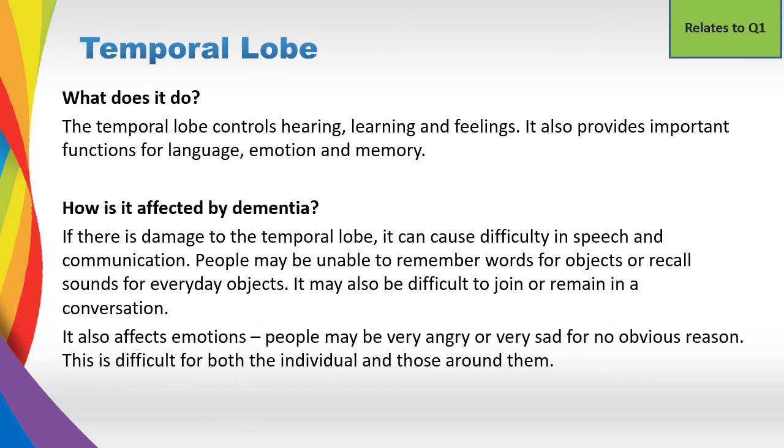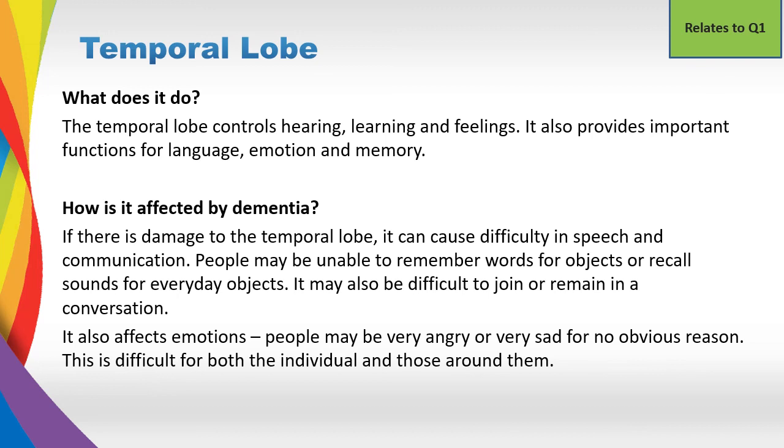The temporal lobe. So what does the temporal lobe do? The temporal lobe controls hearing, learning and feelings, and it also provides important functions for language, emotion and memory. So how can this be affected by dementia? If there is damage in our temporal lobe, it can cause difficulty with speech and communication. People might find it difficult to remember words for objects. They might find it difficult to recall sounds for everyday objects, like a dog barking or something. It might be difficult to join or remain in a conversation because they're not able to follow that conversation on.